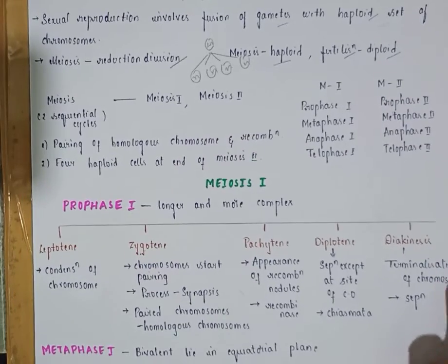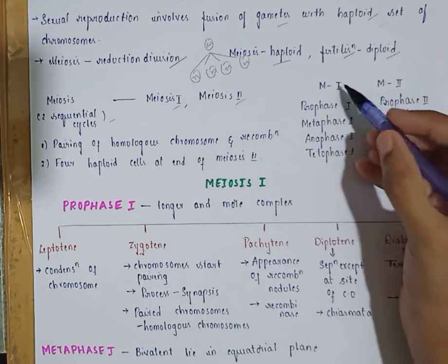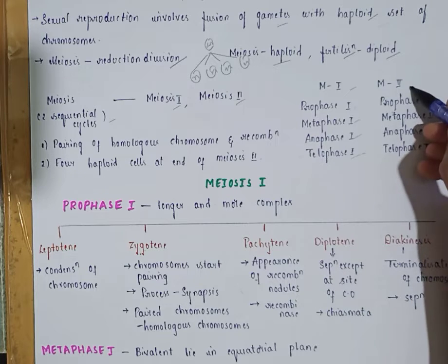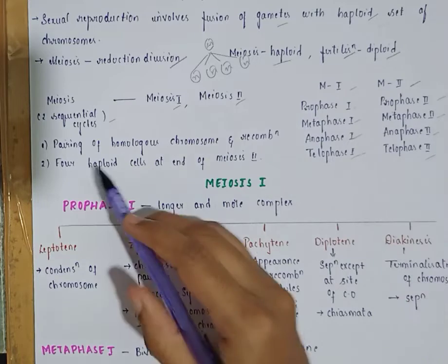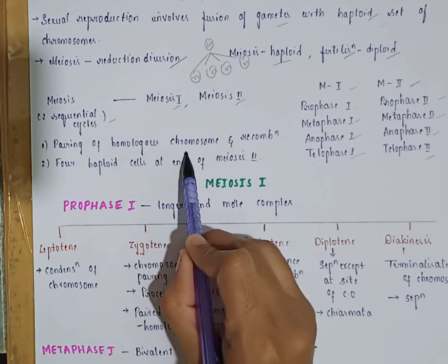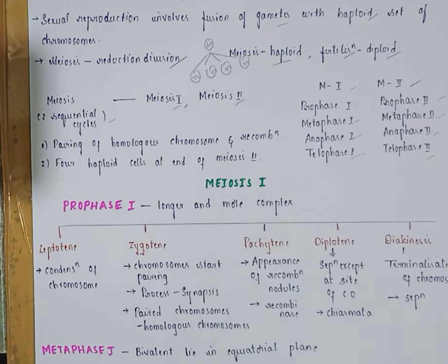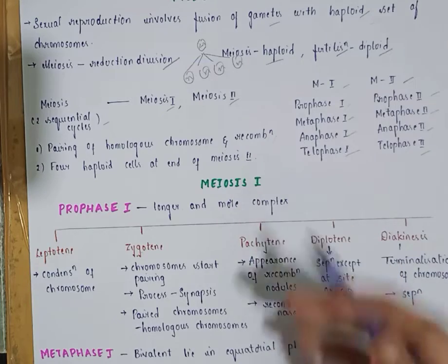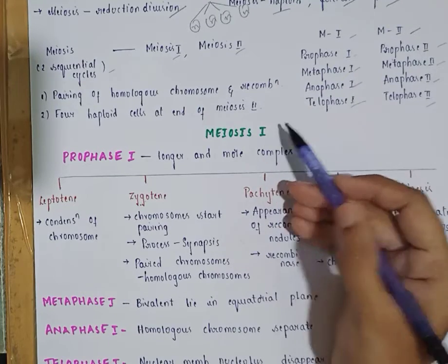Meiosis contains two sequential cycles, meiosis 1 and meiosis 2. Meiosis 1 contains prophase 1, metaphase 1, anaphase 1 and telophase 1. Meiosis 2 contains prophase 2, metaphase 2, anaphase 2 and telophase 2. During meiosis, pairing of homologous chromosomes and recombination occurs, and 4 haploid cells are formed at the end of meiosis 2. In mitosis two daughter cells are formed, whereas in meiosis 4 daughter cells are formed. So let us first discuss meiosis 1.